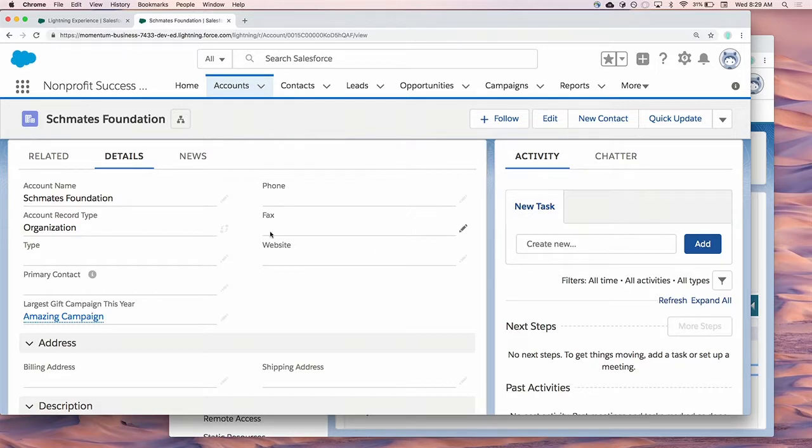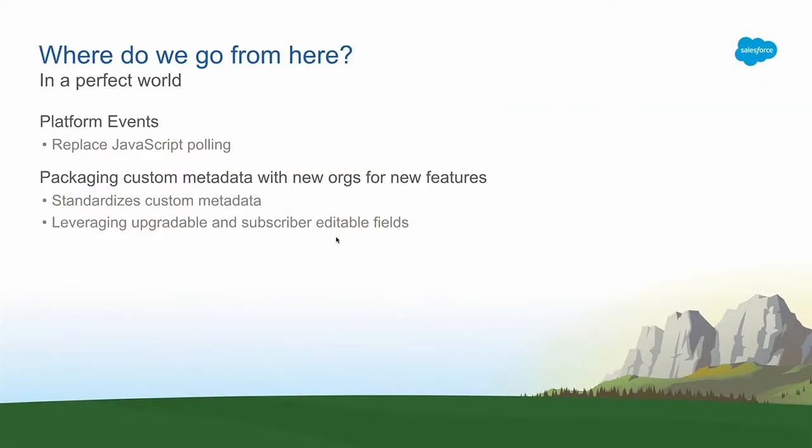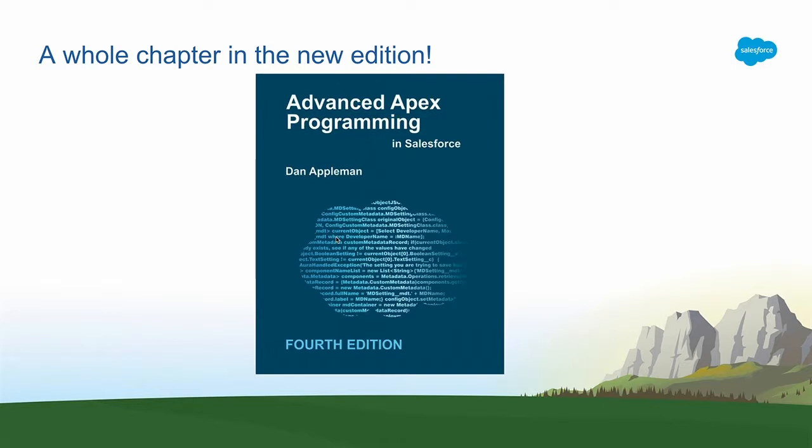All right, go back to the presentation here. Okay, so where do we go from here? Specifically, we would like to explore more about using platform events, whereas here we're using JavaScript polling. Platform events were just starting to be rolled out when we started this project, and we really would like to refactor at some point, but definitely future projects we plan to use platform events. We would also like to explore more the upgradable and subscribable editable fields in our future rollups and future features in our org.